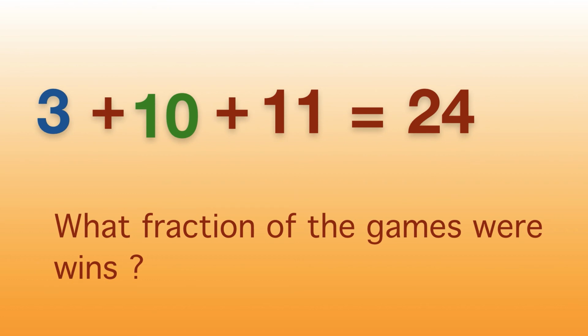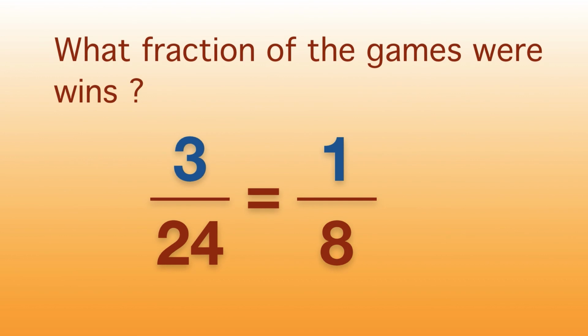We are interested in the fraction of games that were wins. Therefore, the fraction is 3 out of 24, as there are a total of 24 parts of the ratio and only 3 parts were wins. Note that both of these numbers can be divided by 3 to give the fraction in the simplest form as 1 over 8, as 3 divided by 3 gives you 1 and 24 divided by 3 gives you 8.